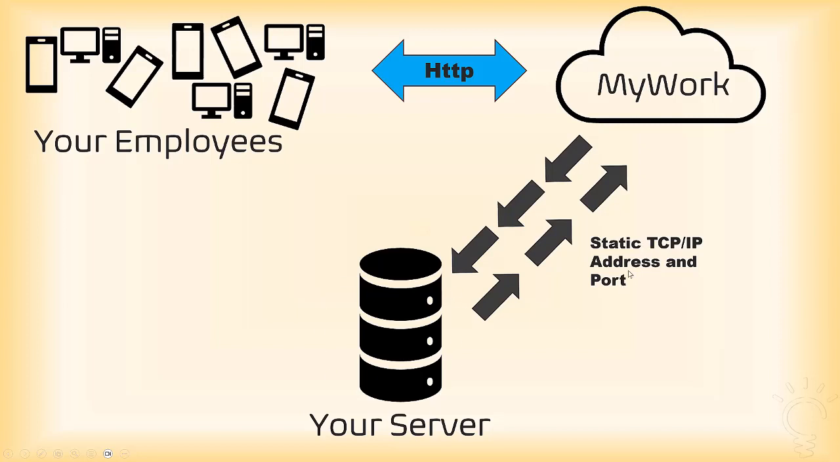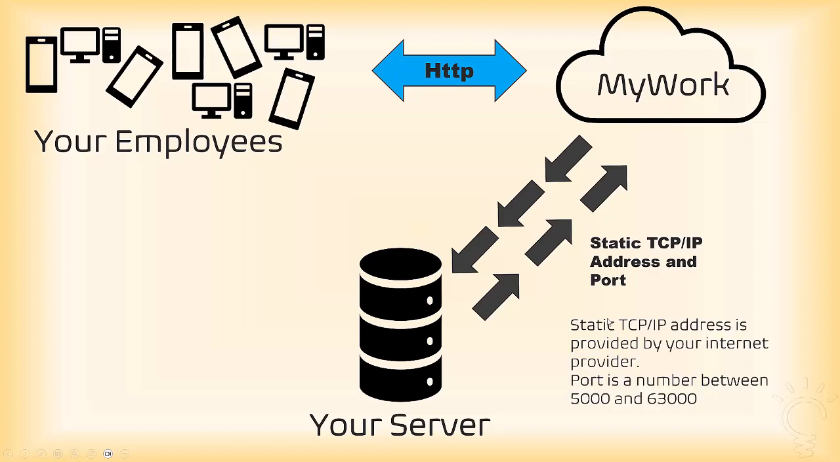And that's what this is all about, a static IP address and port. So remember, the static IP address is only provided by your internet provider. If you have an IT shop, they don't do it. And then the port is a number between 5,000 and 6,300. We defaulted it to 45,000 as the number, but you can choose any number you want. You just have to let us know what number you picked. And you have to make sure your server has a firewall that sits in between all this activity and allows whatever port number you pick to come through.